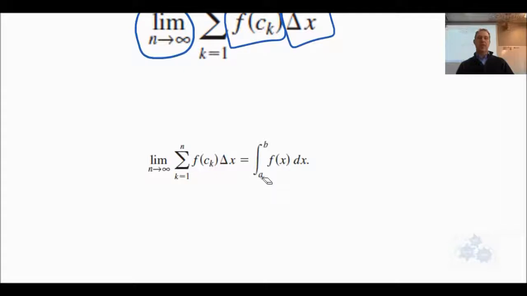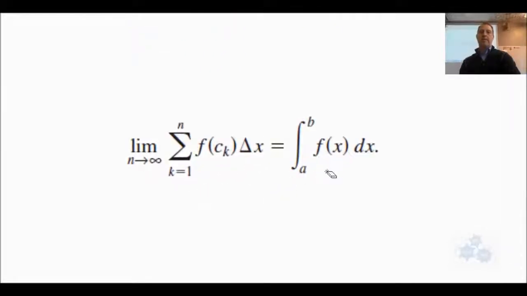The interval from a to b is not mentioned in the sum notation here, but the interval a to b would be separated into a whole bunch of different rectangles, right, into sub-intervals. So a and b aren't mentioned here. It's just how many rectangles, the width of each rectangle, and the height of each rectangle. So a limit of sums means integral.